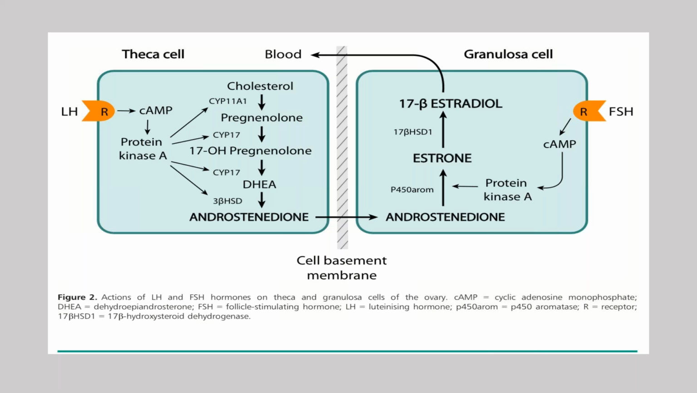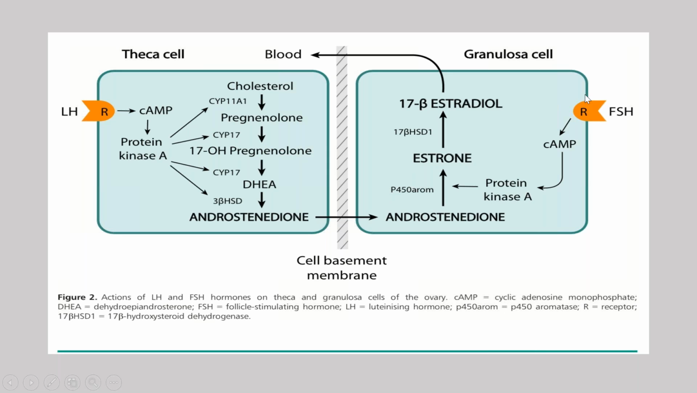The theca cells of the follicle secrete the androgen. So you can see here that the final substrate produced is the androgen. This androgen requires the P450 aromatase enzyme to get converted into the estradiol. But theca cells do not have this enzyme, so they are not able to convert this into the estradiol. So this androgen has to cross the basement membrane, and this enzyme is present in the granulosa cells. So the final 17 beta estradiol is produced in the granulosa cells.